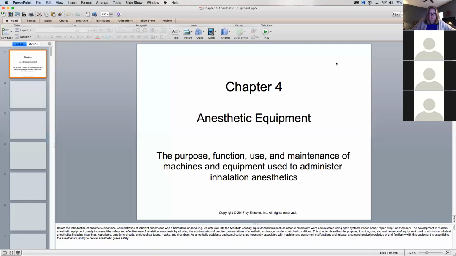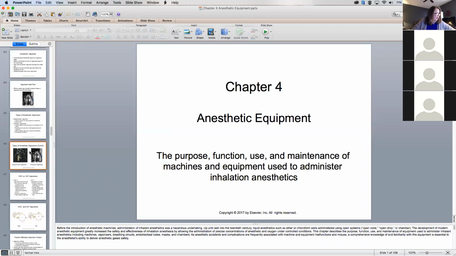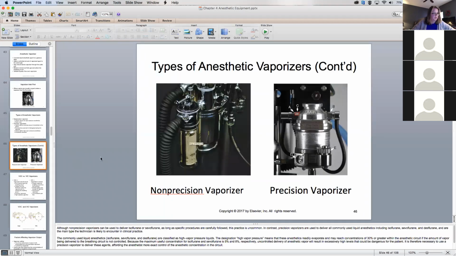Okay, open on the right side. There we go. All right, let me pull up the picture of the vaporizer to just kind of go over that briefly. So pictures like this could be on a test.